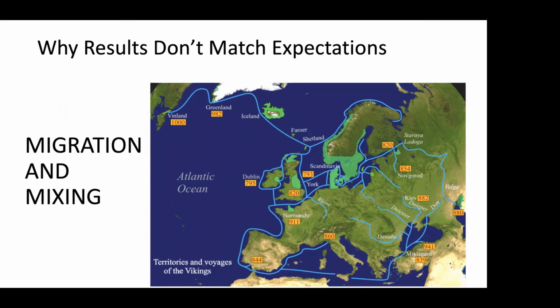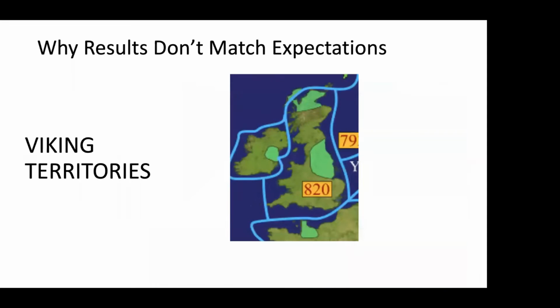Another complicating factor is the movement and mixing of people. The Vikings are a great example, as shown in this map of their voyages, going way back into the 700s and 800s. They even ventured into the Mediterranean and up some of the rivers in Eastern Europe and Russia. And just like modern sailors, Viking men often left their DNA behind in the local population. Finally, notice that the title of this map is Territories and Voyages of the Vikings.